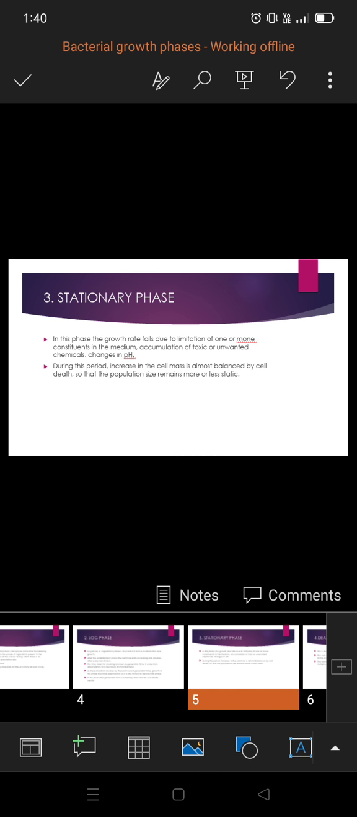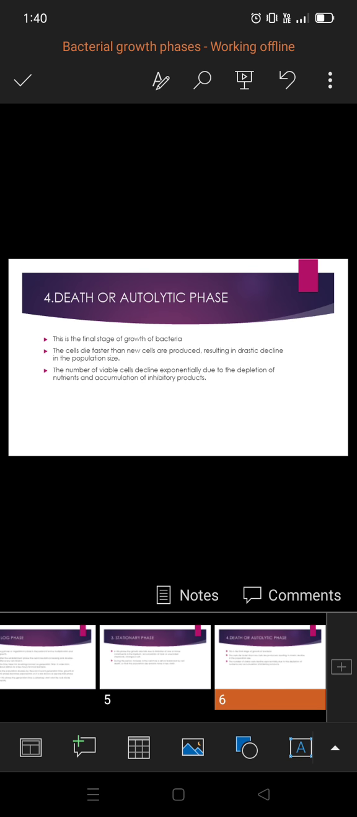And the third phase is stationary phase. After the logarithmic phase, the growth rate falls due to the limitation of one or more constituents in the medium, accumulation of toxic or unwanted chemicals, changes in pH. During this period, the increase in cell mass is almost balanced by cell death, so that the population size remains more or less static.